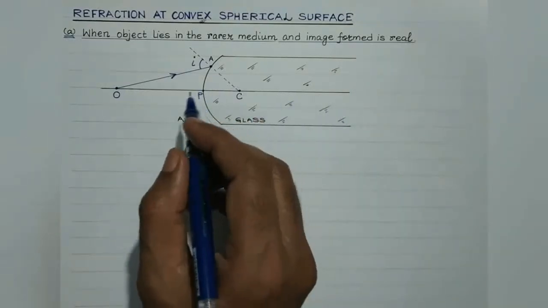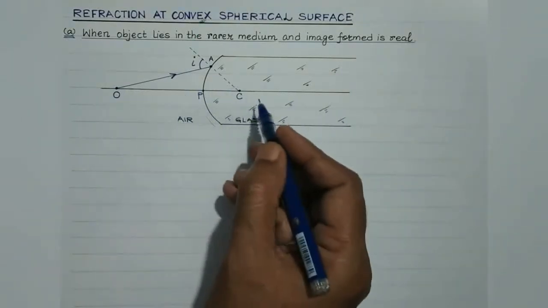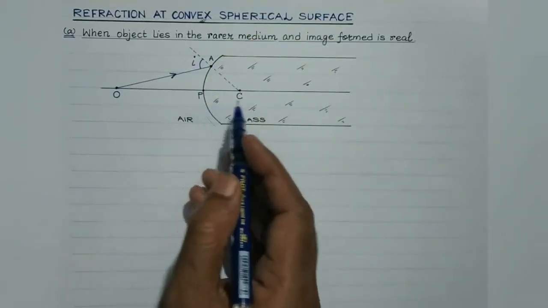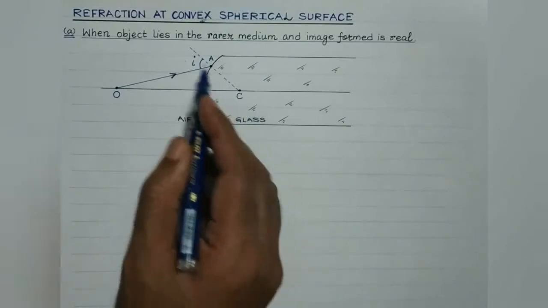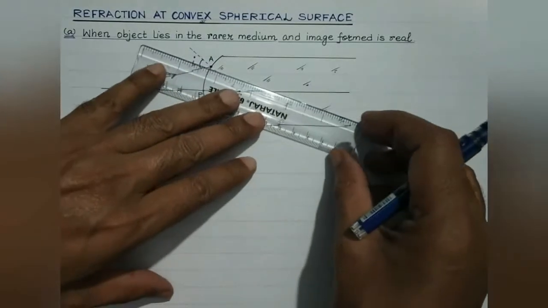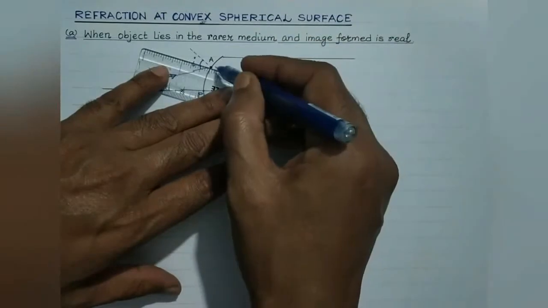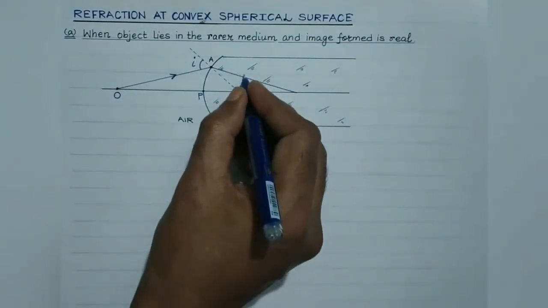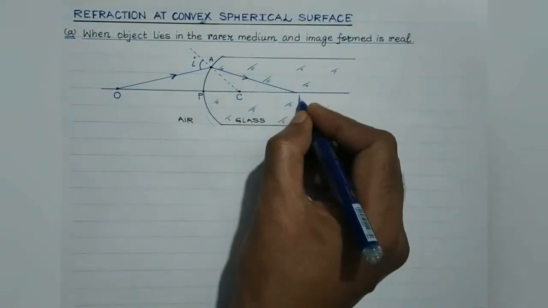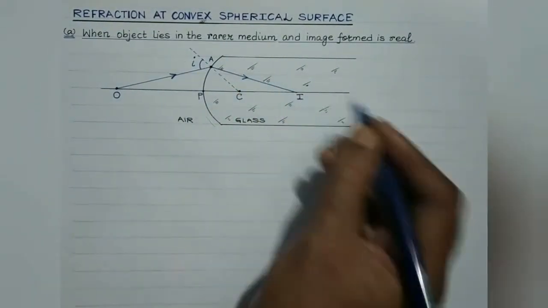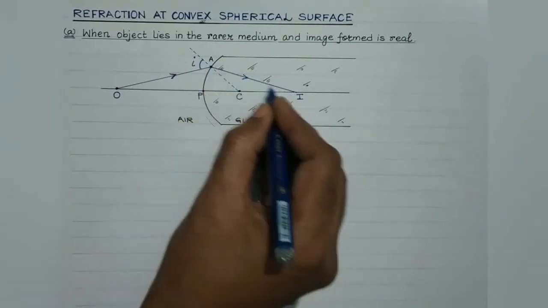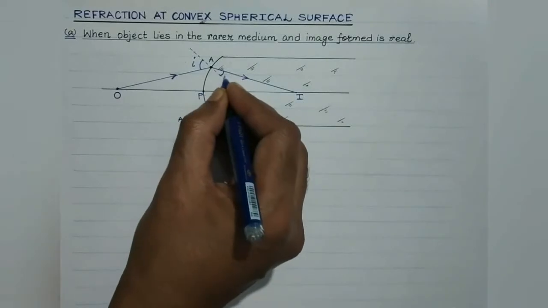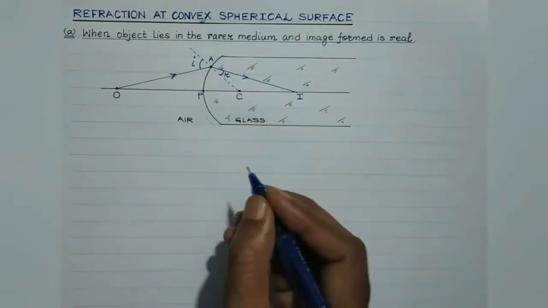Whenever ray travels from air to glass, that is from rarer medium to denser medium, then it will tend to bend towards the normal. So the angle of refraction in the denser medium must be less than the angle of incidence in the rarer medium. So let us draw the refracted ray. Okay, this is the refracted ray. Suppose AI. Right? This is the refracted ray, and the angle which this refracted ray makes with the normal, this will be the angle of refraction. Clear, students?